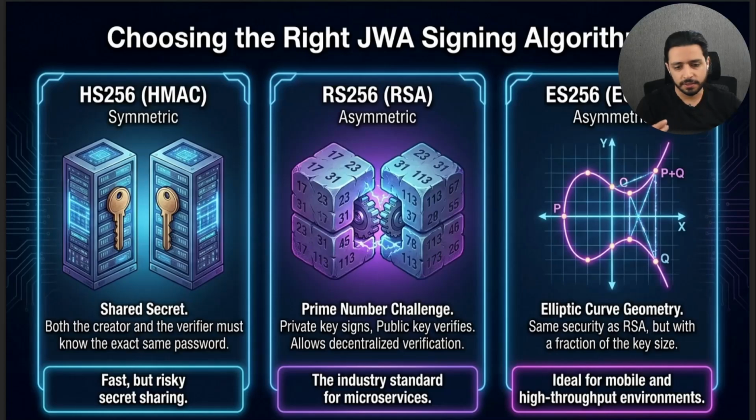Finally, there is ECDSA, using ES256. Instead of using giant prime numbers, it uses the geometry of a specific curve. By moving points around the curve using a scalar multiplication, it creates a signature that is just as strong as RSA but uses much smaller keys. This makes it faster and better for mobile apps or systems that need to handle thousands of tokens per second.